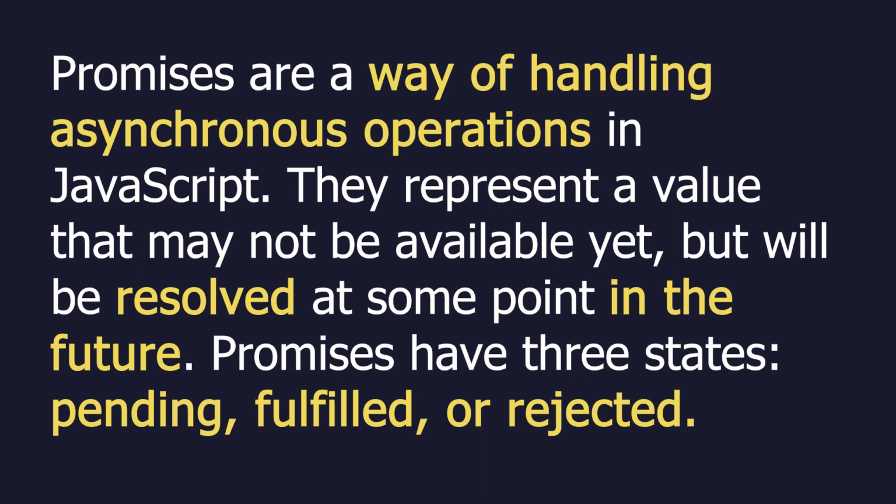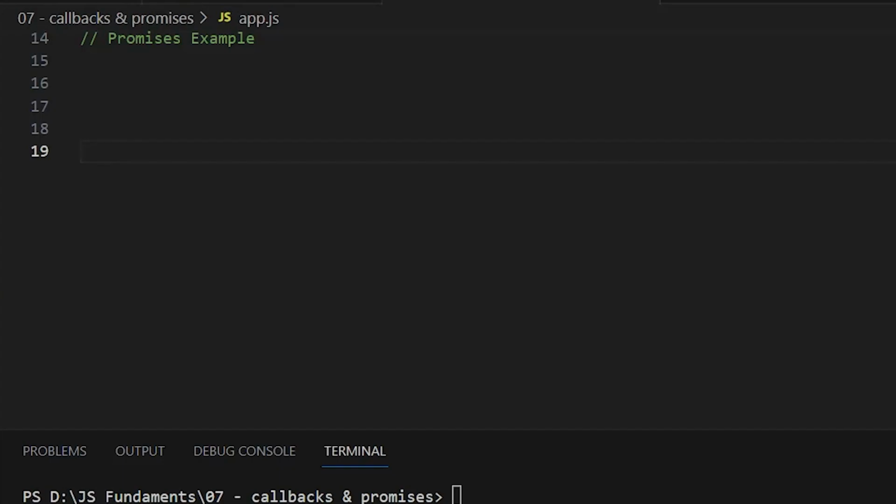Promises are a way to handle asynchronous operations in JavaScript. They represent a value that may not be available yet, but it will be resolved at some point in the future. Promises have three states: pending, fulfilled, or rejected. Let us learn with an example.